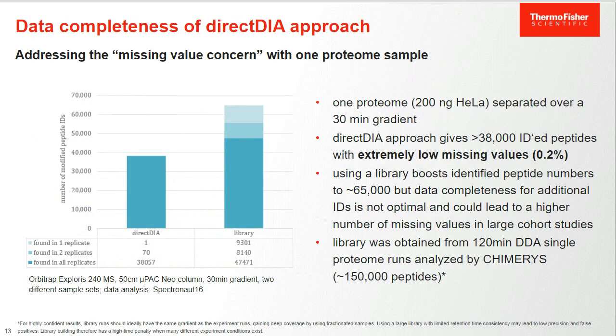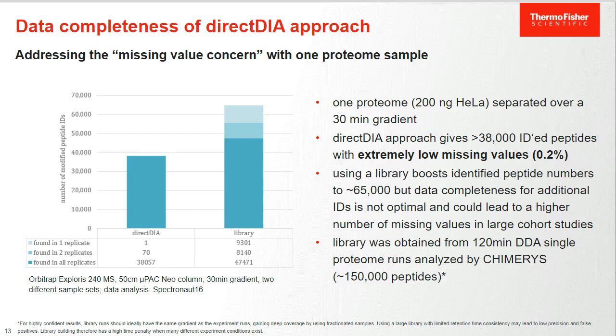In order to assess the missing value concern, we analyzed one protein sample of HeLa digest in triplicate using the DIA method as described on a 30-minute gradient. Data was analyzed using Spectronaut software. In the direct DIA approach, we identified more than 38,000 peptides with low missing values across different replicates. On the other hand, the library-based approach identified more than 65,000 peptides, but data completeness for additional IDs was not optimal, which could lead to a higher number of missing values in large cohort studies.